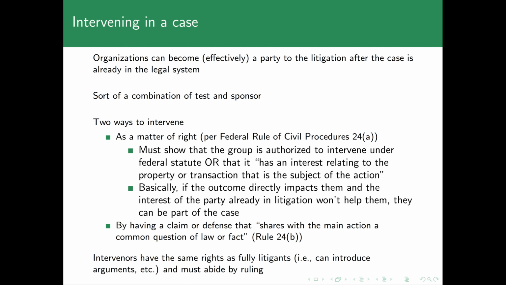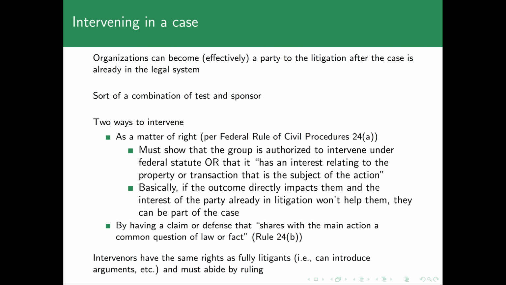So what I meant is, if they intervene, they become a full party to the litigation. They have the same rights as full litigants, right? They can introduce new arguments, they can make unique arguments, introduce testimony or evidence, things like that. But that also means they have to abide by the ruling. That's not so surprising, because they wouldn't join if they didn't think the ruling was going to affect them. Importantly, this basically never happens.